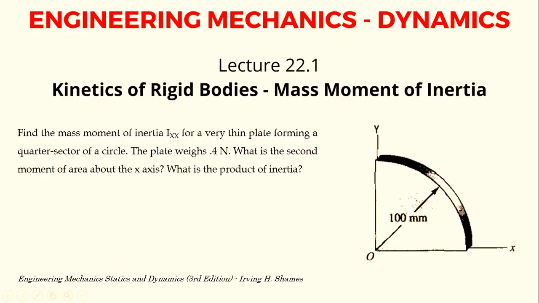Find the mass moment of inertia Ixx for a very thin plate forming a quarter sector of a circle. The plate weighs 0.4 Newton. What is the second moment of inertia about the x-axis? What is the product of inertia? So it is required to find the second moment of inertia of area as well as the mass moment of inertia and also the product of inertia.